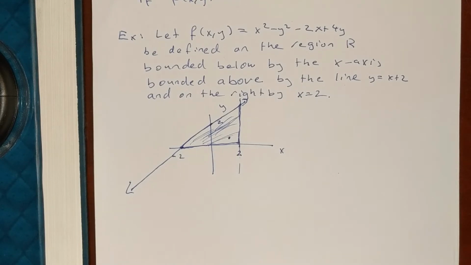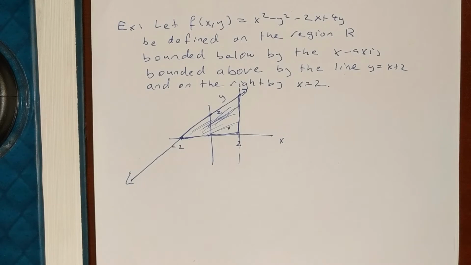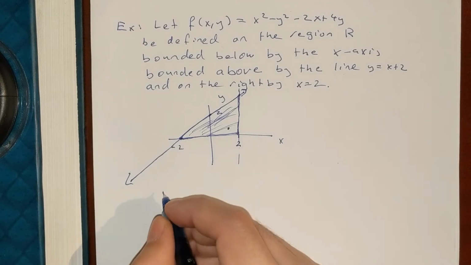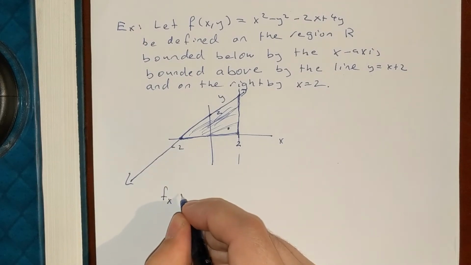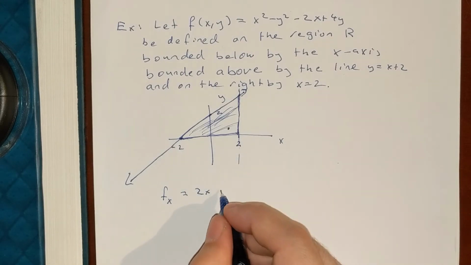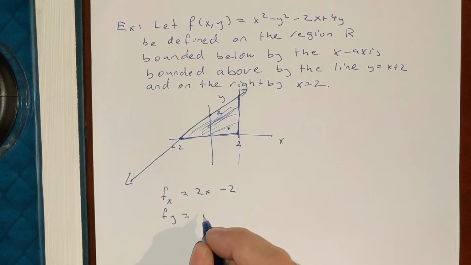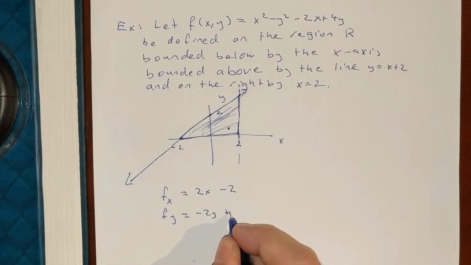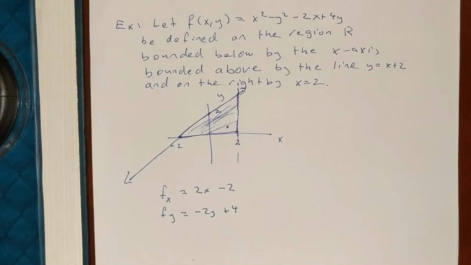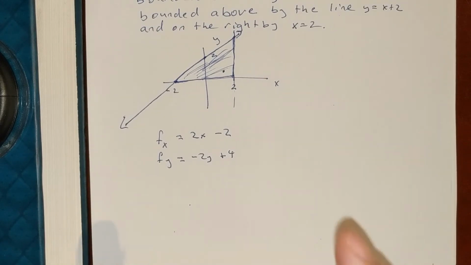In the single variable case, the boundaries are always two endpoints, so you just plug in two points. Here, we're actually going to do some work, so I'll take it step by step and show it to you in detail. First of all, let's look at the partials. What is the partial f sub x? That's going to be 2x minus 2, and that's it. And the partial f sub y is going to be minus 2y plus 4, and that's it.